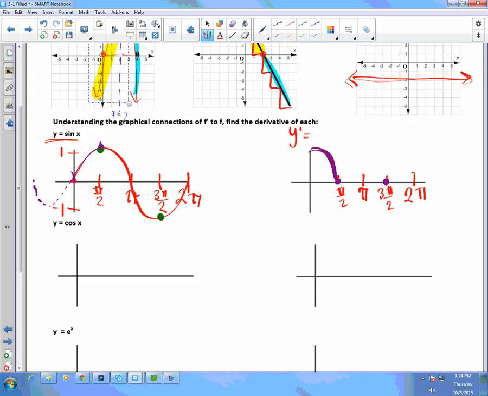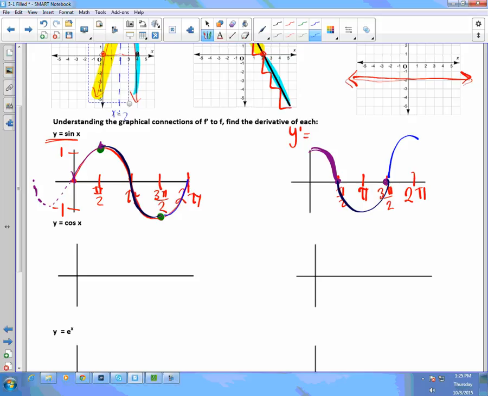Now, between pi halves and 3 pi halves, I have to make it back to the x-axis. The whole section here is decreasing, so where should I be? Negative, and I have to make it back to the x-axis, right, for my next zero. And then I start increasing after 3 pi halves, so I should be positive again.